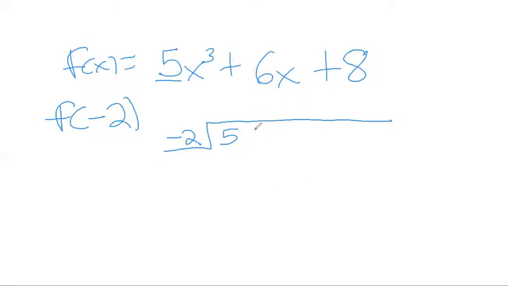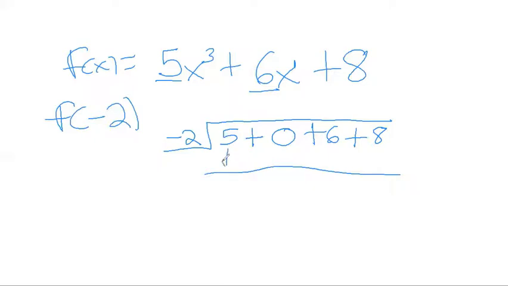So for instance, 5, that's my first one. That's x cubed. Now you notice there's no x squared term. Just like with long division of polynomials, I have to have a placeholder. So it's going to be 0, so plus 0. Then for the x term, x to the first, same as x, it's 6. And then the constant of 8.